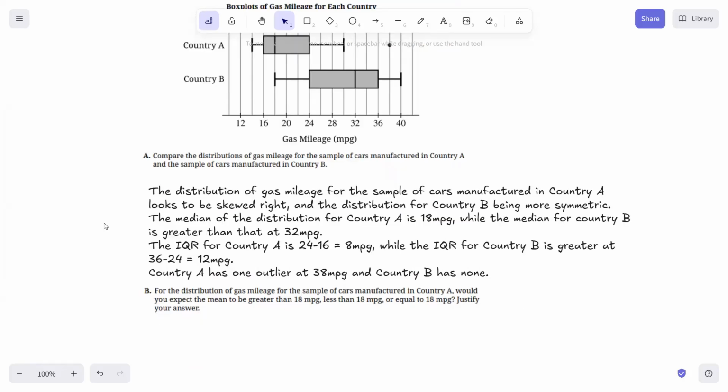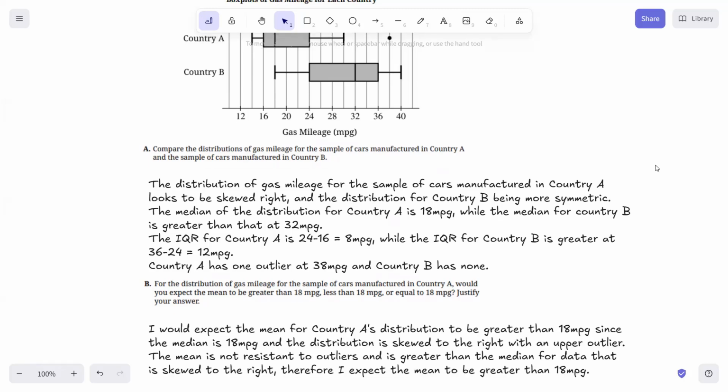Let's look at part B. For the distribution of gas mileage for the sample of cars manufactured in country A, would you expect the mean to be greater than 18, less than, or equal to 18? Justify your answer. So this is a conceptual question, no calculations. So here's what we would get. I would expect the mean for country A's distribution to be greater than 18 miles per gallon, since the median is 18 miles per gallon and the distribution is skewed to the right with an upper outlier. The mean is not resistant to outliers and is greater than the median for data that is skewed to the right. Therefore, I expect the mean to be greater than 18 miles per gallon.